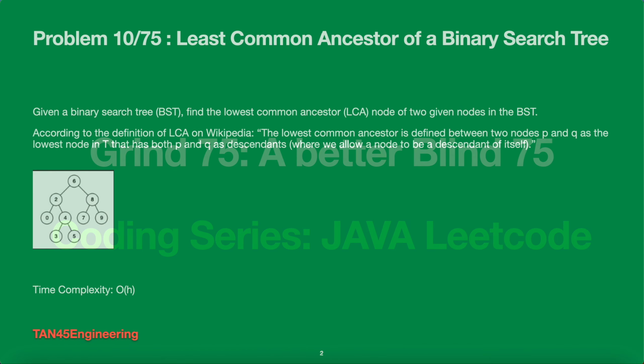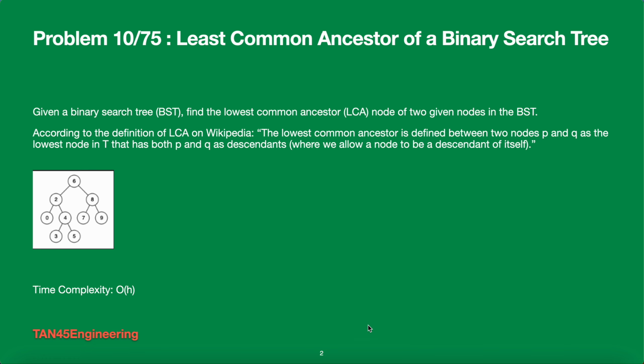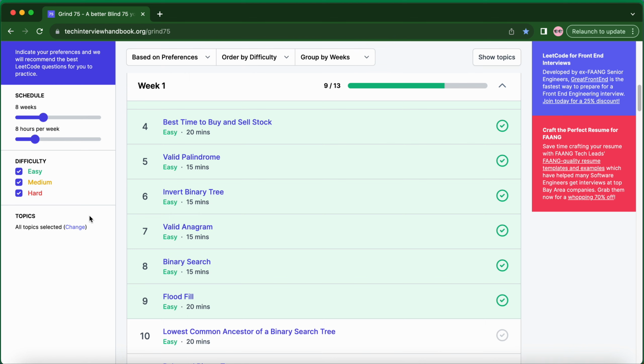Let's jump into today's problem. Today we are going to work with the least common ancestor of a binary search tree. We are given a binary search tree and we have to find the least common ancestor. I'll come to what the least common ancestor is. Let's quickly open the problem statement and start solving.